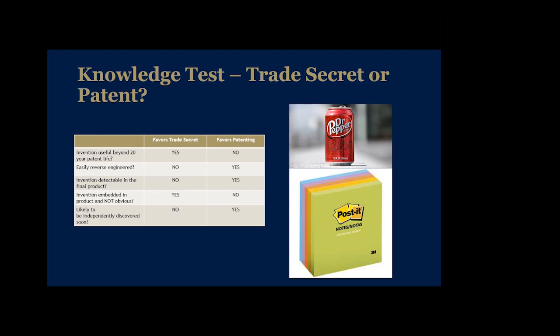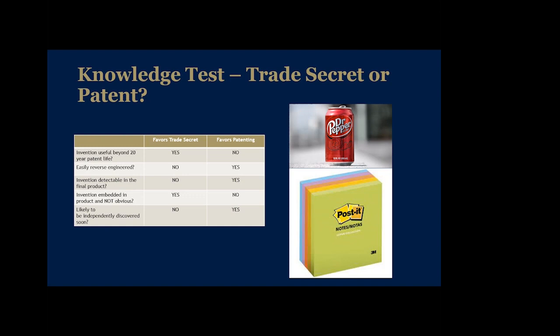Is the invention embedded in the product and not obvious? For this one, I would say it doesn't really. It's almost the reverse of the question before. Yeah, if you had that product in your hand, you don't know how it's made. You know it tastes good, but you don't know how. Okay, and then is it likely to be independently discovered soon? Once again, it really just goes down to those ingredients. The likelihood of this one being discovered is no. So once again, this is going to favor the trade secret here.